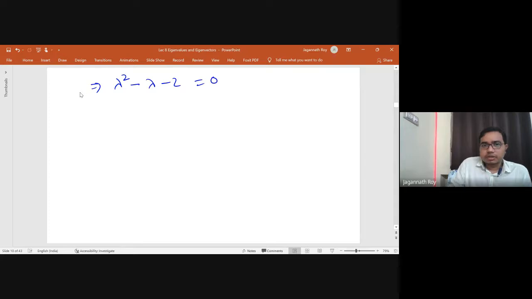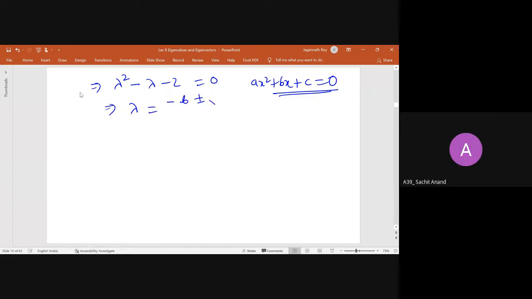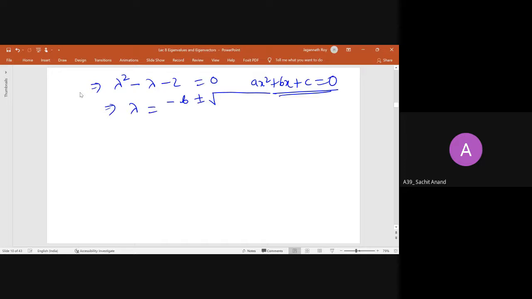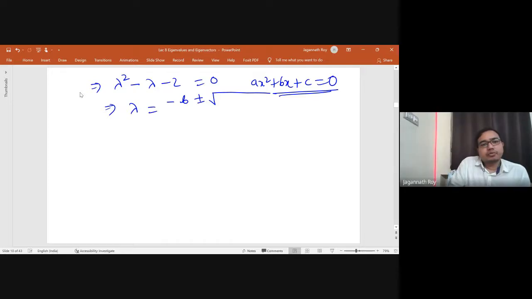So this is of the kind ax square plus bx plus c equals 0, a quadratic equation. So what will be the lambda? Lambda will be 2 and minus 1, sir. Yes, that is right. Sir, we can directly factorize it. Yes, lambda minus 2 into lambda plus 1 is equal to 0. Yeah, if you can do the factorization, that is also fine.